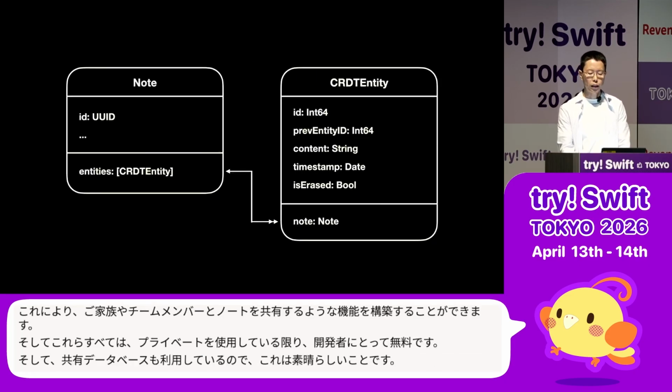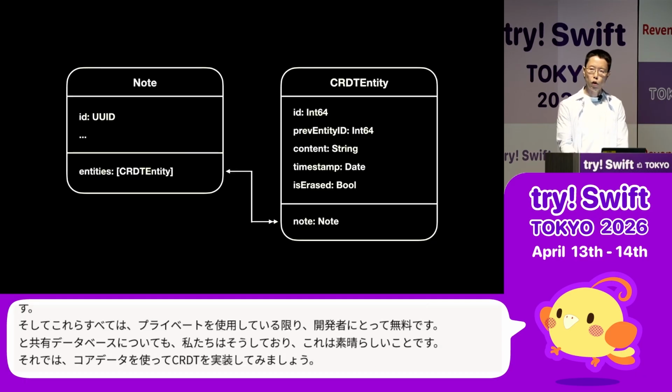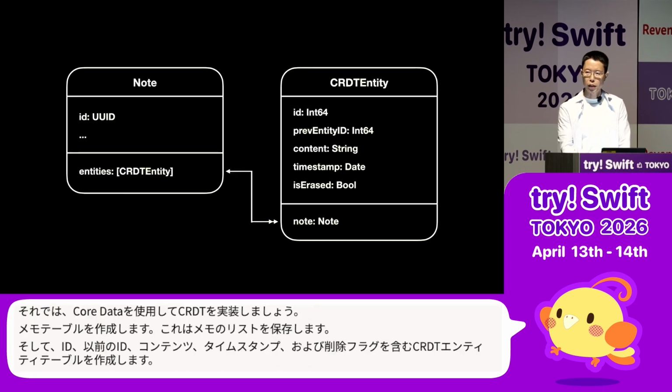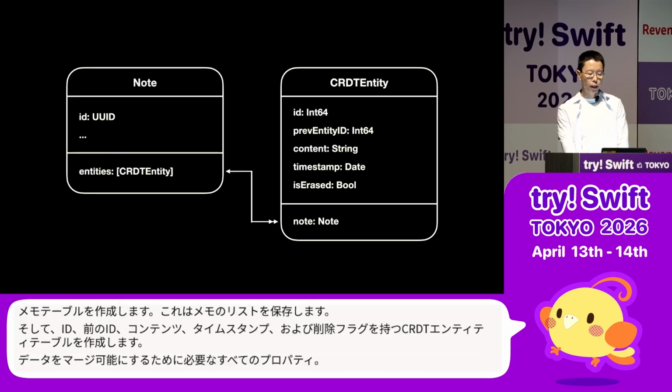So now, let's implement CRDT using Core Data. You create a note table, which stores the list of your notes. And then you create a CRDT entity table, which has the ID, previous ID, content, timestamp, and a deletion flag. All of the properties we need to make the data mergeable. And Note has one-to-many relationship to CRDT entity.